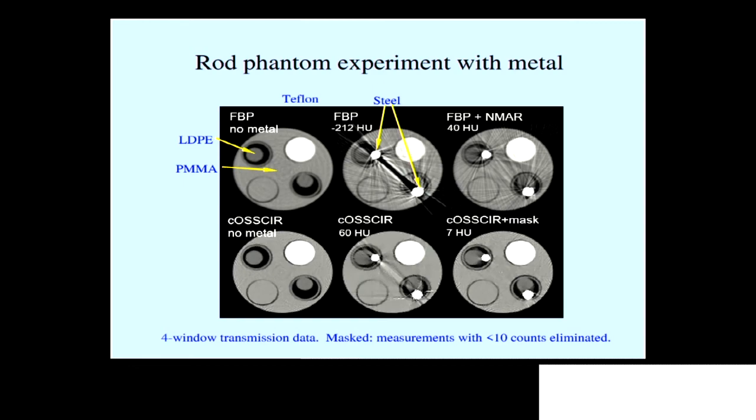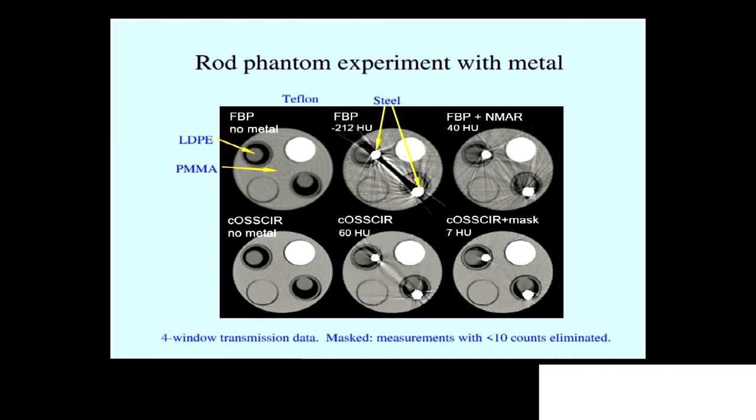So now we do the expansion into the 2 soft tissues, or the soft tissue and the bone, and we can also include metal. Just the raw reconstruction with the spectral CT method has substantially reduced streaks.